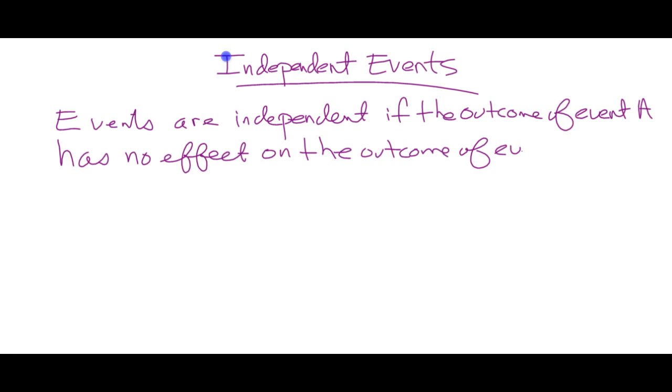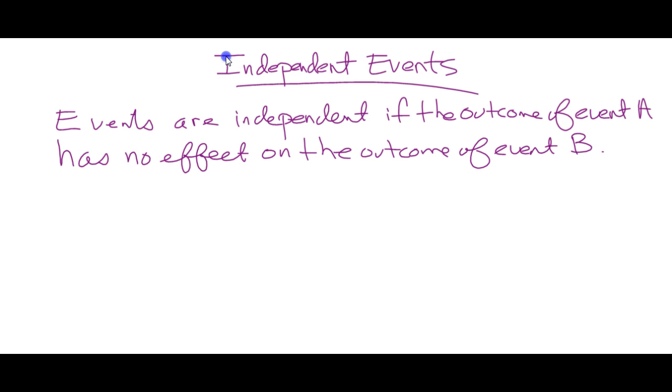So if you think about dependent events, draw a card, don't replace it, and then draw another card. When we go to draw the second card, we're starting with a deck that's short one card, and it could be missing a king or something. That's a dependent event. In an independent event, there's two things that we need to look at.